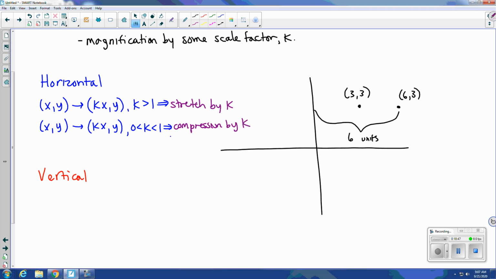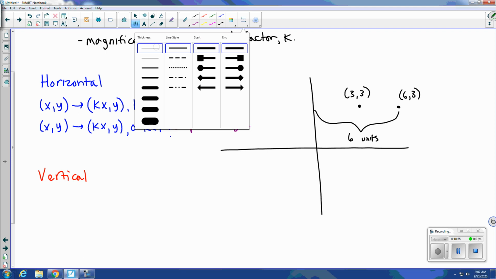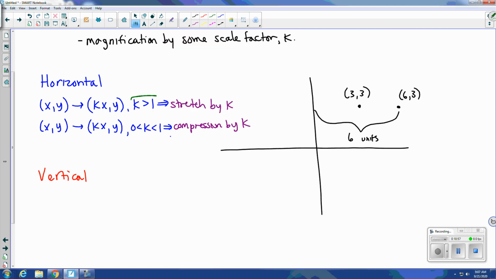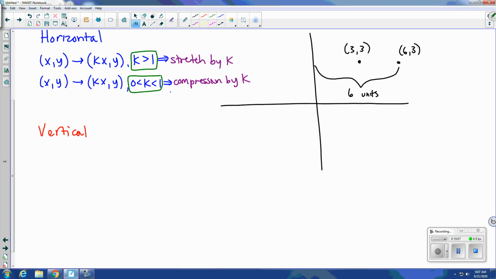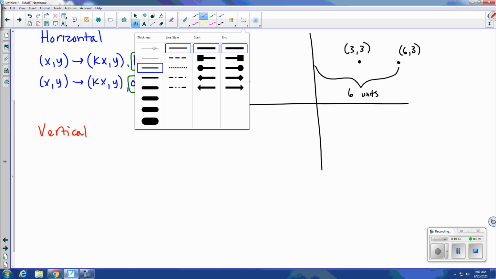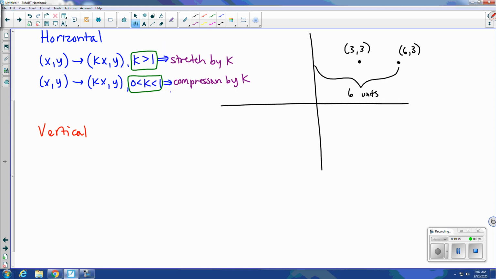So you're going to notice that dilations is just multiplying by some constant, but the thing you need to pay attention to, again, probably the most important part, is these conditions that are placed on our abstract rules. Anytime we multiply by a number greater than 1, we get a stretch. If it's between 0 and 1, we get a compression. And again, at the conclusion of this video, I'll show you a nice visual to support these claims, but let's jump over to the vertical dilations before we do that.